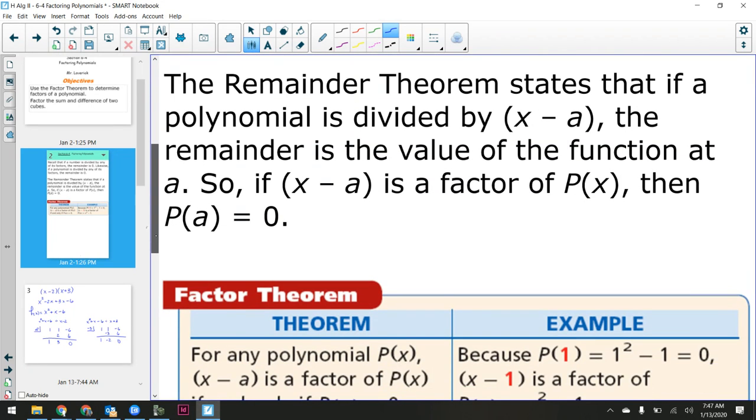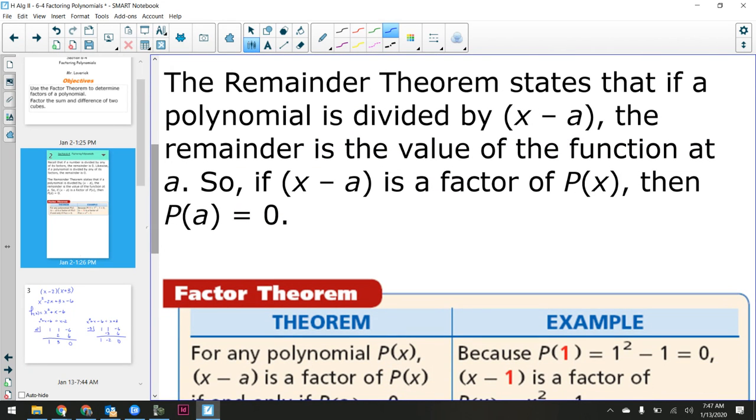That uses the remainder theorem, right? We used it for synthetic substitution, I think it was. But this remainder theorem basically states what we just talked about: that if a polynomial is divided by x minus a, so a linear binomial, the remainder is the value of the function at a. So if x minus a is a factor of p of x, then p of a must be 0, right?